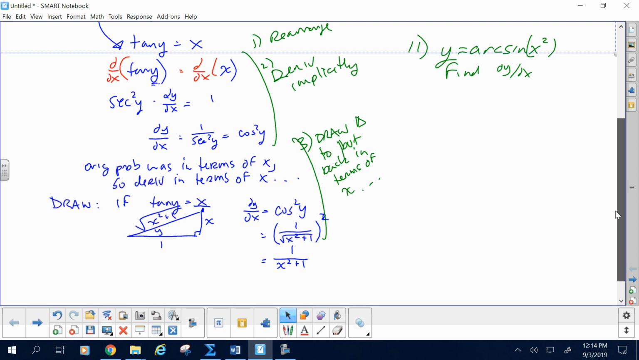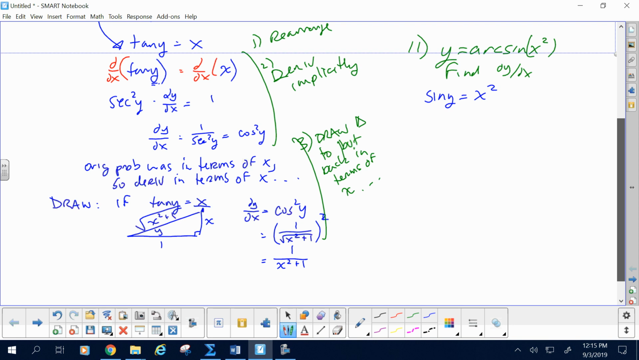Are we about ready to look at that board? Okay, let's see how it works. So, using the first three big ideas, what's the first thing I do? Rearrange. What is that? Yeah, think of it as doing the inverse to both sides. The inverse of arc sine is sine, so sine of y equals sine of arc sine, which is just x squared. Cool. All right, so that's your rearranged. Do not worry about square rooting, it's not necessary.